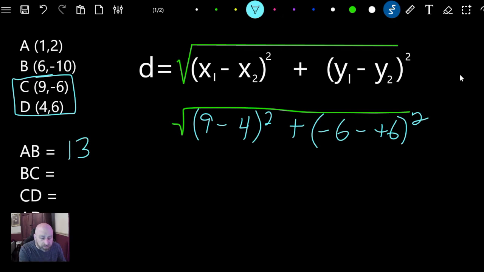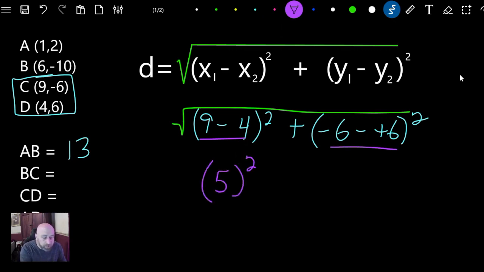Maybe you kind of already look at that and you're like, whoa, what just happened right there? Well, that one's easy, right? So negative 6 minus 6. And then we just go back and we just work through it, right? So we just do these two. So 9 minus 4 is going to give us 5 squared. Plus negative 6 minus positive 6. So one way that we could do that is always just change the sign of the second, right, and add.